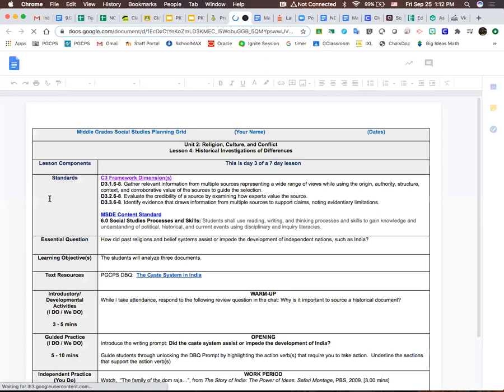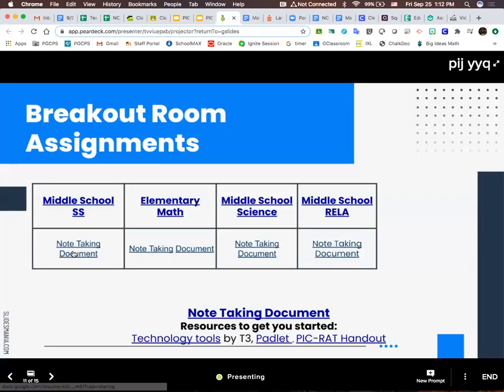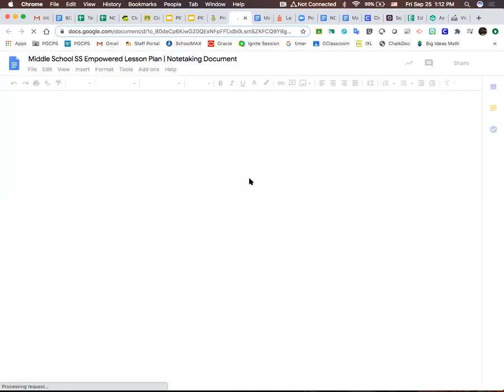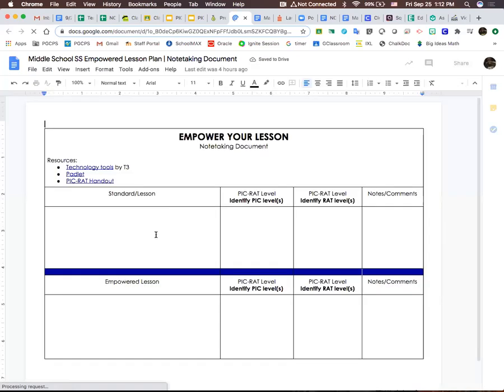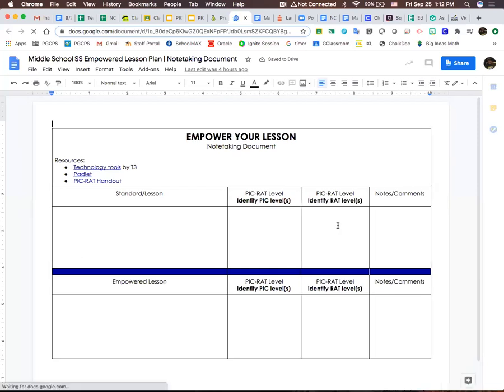Your group is going to use this note-taking document to go through the lesson and figure out what level it is on PICRAT, so the PIC part and then the RAT part. Add any notes or comments. Then you are trying to take it up to the next level, and you are going to discuss in your groups what you can do to take it to the next level. Is that good?